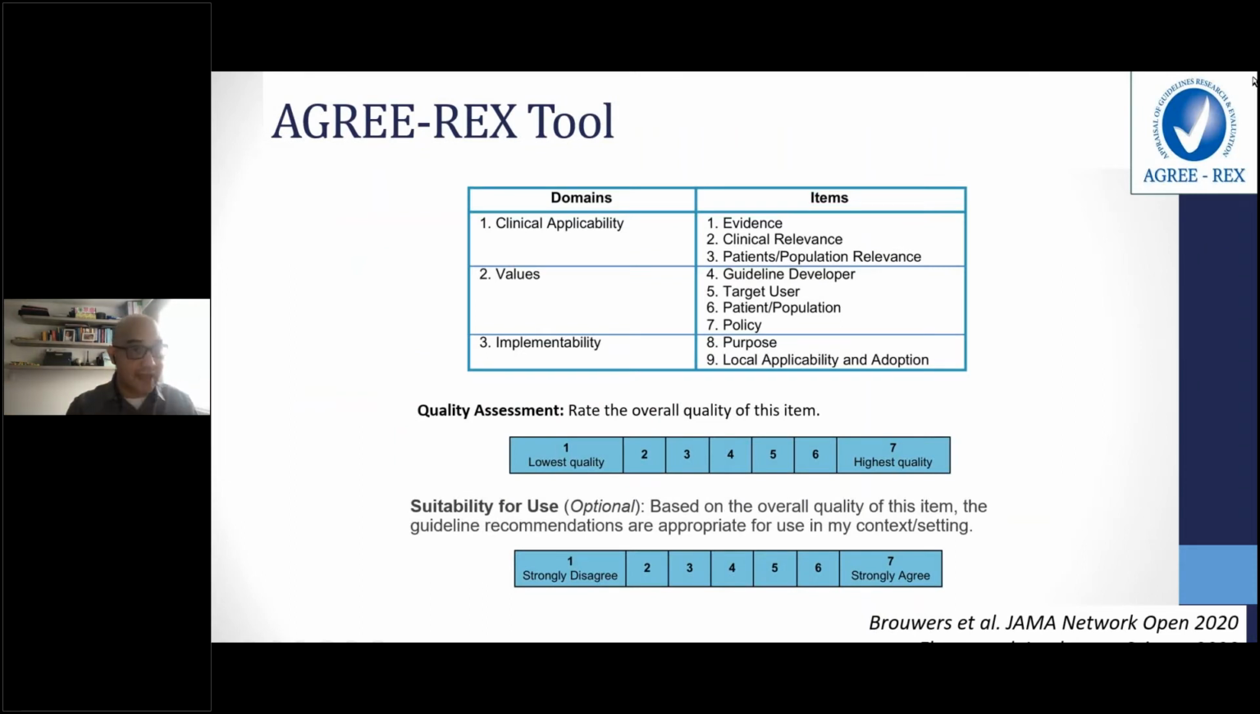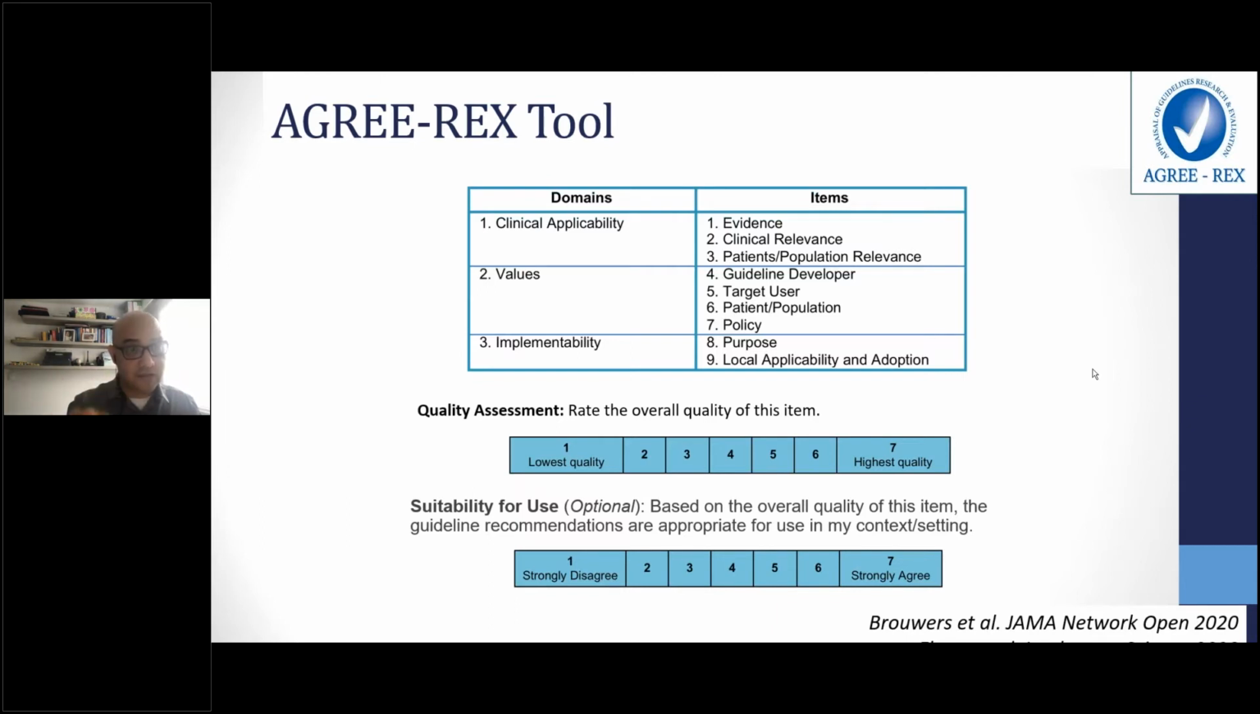It's just that it only has 9 items, clustered in 3 domains: clinical applicability, values, and implementability. And these domains are about the evidence, how relevant is the evidence. It's not about the quality of the evidence, it's about how relevant the evidence is, and how relevant it is for patients as well. And when we talk about the second domain, which is values, we will also talk about whether the guideline considered the guideline developers' values, the target users' values, the patients' values, and the policy values as well, because this is important for guideline implementability.